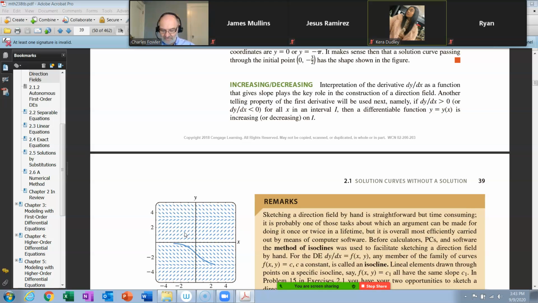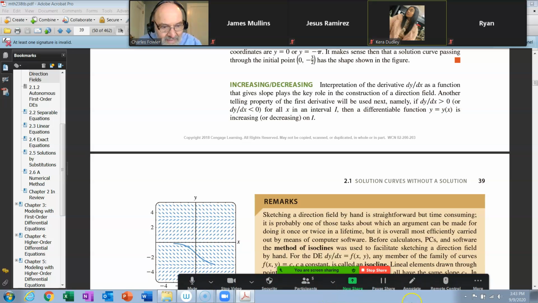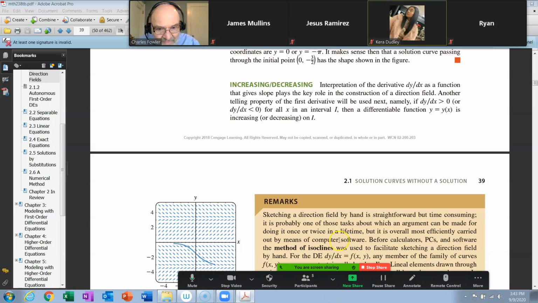Okay, so that's one way of looking at direction fields. Plot the easy stuff, and once you get the easy stuff plotted, you get a general idea of where you're going there.